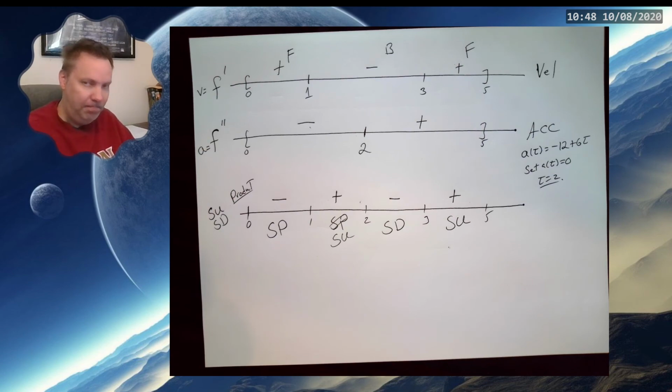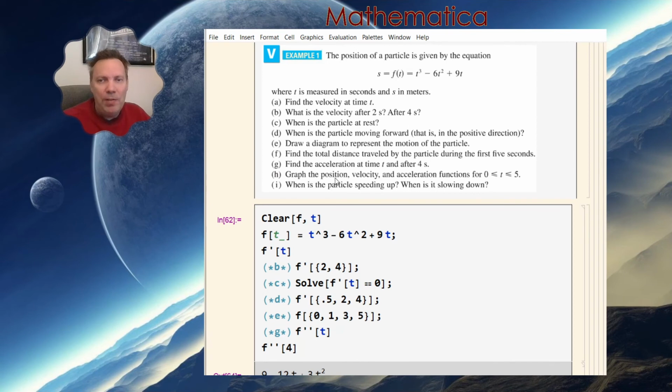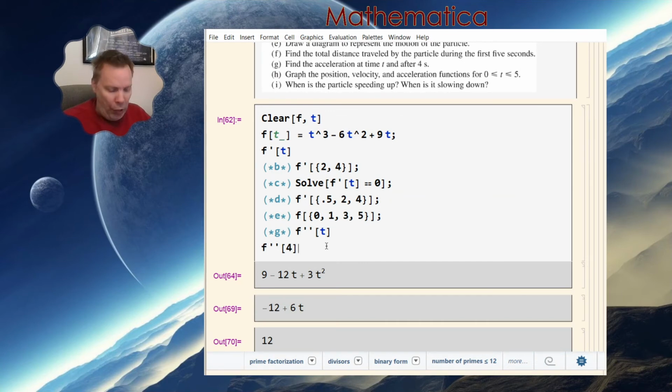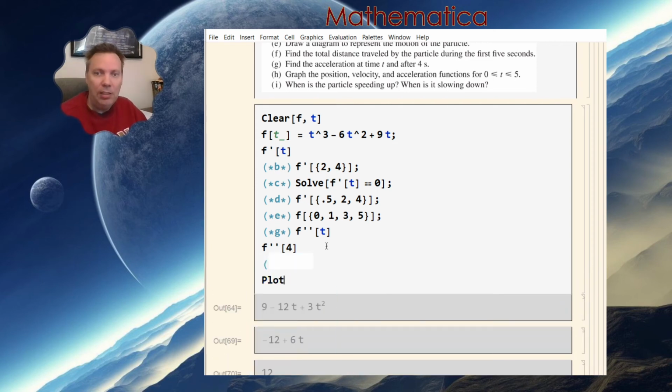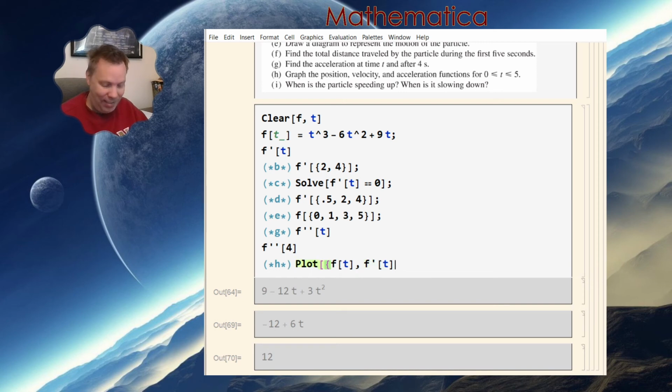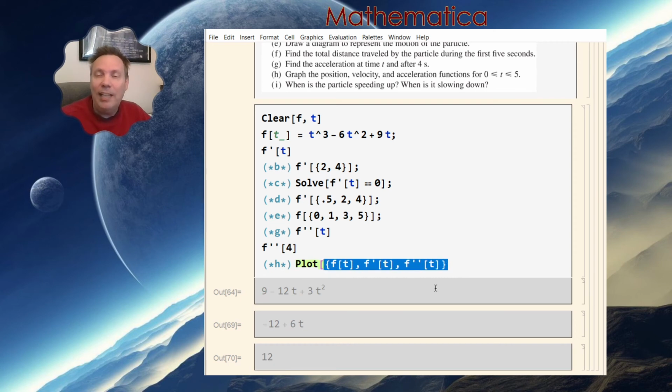So part H. Part H just says graph the position, velocity, and acceleration function. This should be a fairly straightforward one. So I am going to do part H, and I'm going to plot 3 different functions. Now what's really nice is f of t, that's the position function. F prime of t, that's the velocity function. And then f double prime of t, that's the acceleration function. So I have the position, velocity, and acceleration function in a list.